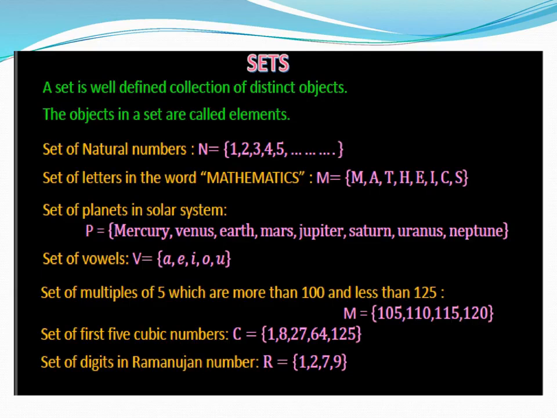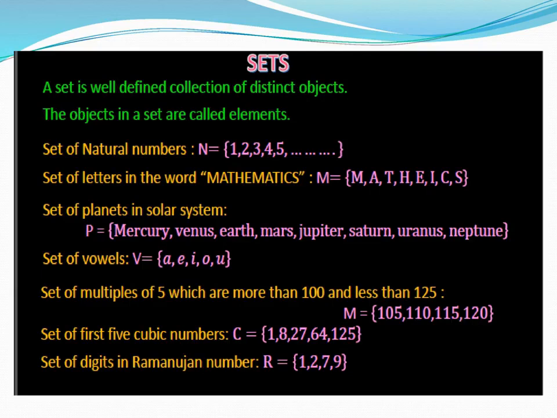The set of first 5 cube numbers. So you can write C equal to the set of 1, 8, 27, 64, 125, meaning the set of cube numbers. First number 1, what is the cube of 1? 1. Then 2 cubed is 8, 3 cubed is 27, 4 cubed is 64, 5 cubed is 125. Then we can represent the given set with the letter C. Then you write C equal to the set of 1, 8, 27, 64, 125.